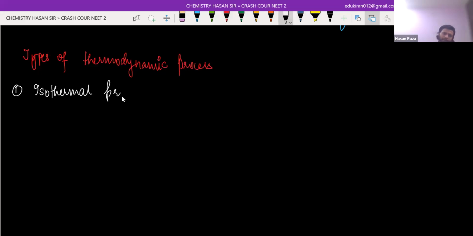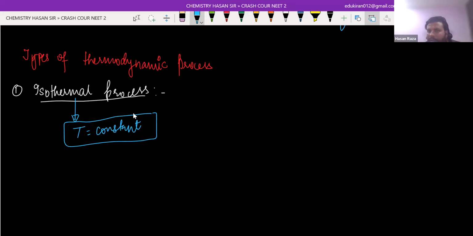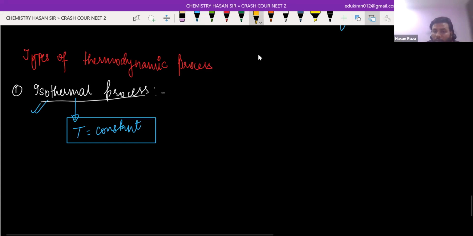Isothermal process. As you can see from the name, iso means same, thermal comes from heat, and heat comes from temperature. Basically, any process in which temperature is constant is known as isothermal process. Now, one more important point: if temperature is constant, delta T, the change in temperature, will be 0, yes or no?